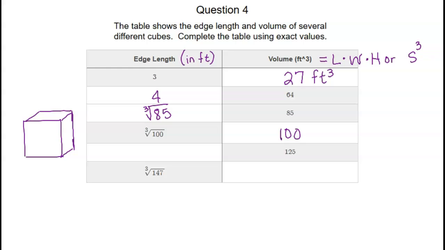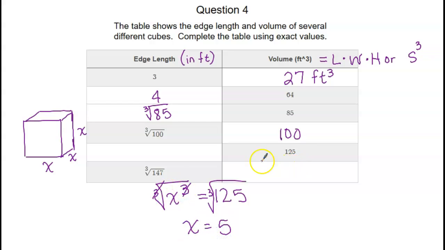So once again, they give us the volume, and we have to come up with the side length. So again, we're looking for the value of x on each of these three sides. So x cubed is equal to 125. We're going to take the cube root on both sides. Remember, your index has to match your exponent. So x would be equal to 5.